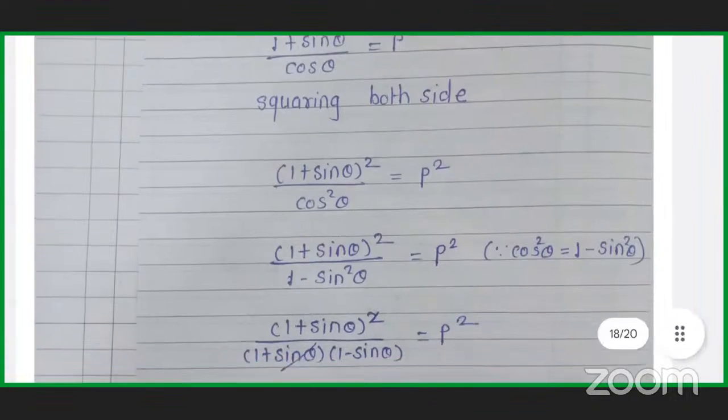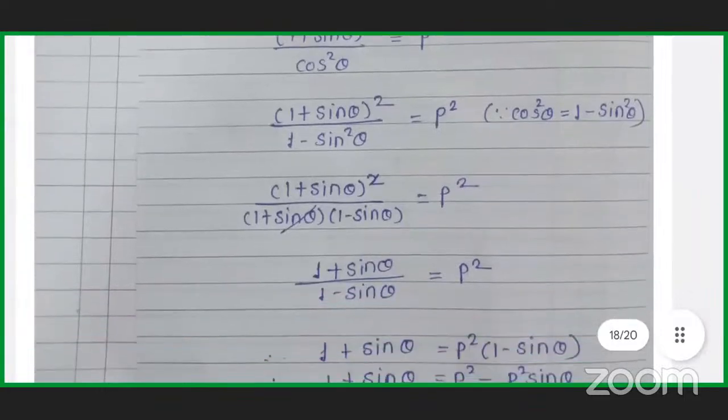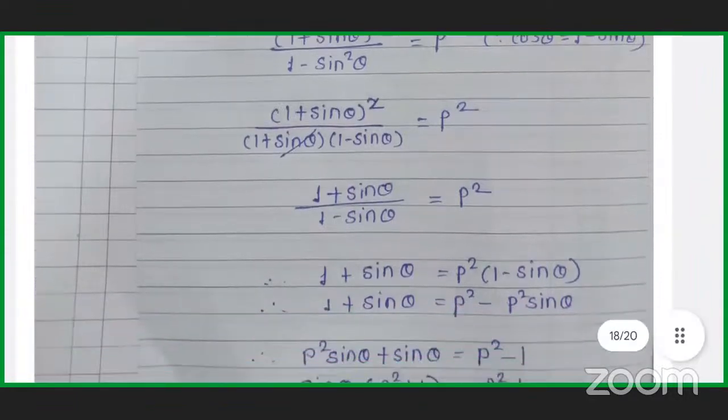So we write (1 plus sin theta) square upon 1 plus sin theta in the first bracket, 1 minus sin theta in the second bracket, is equal to P square. Here the 1 plus sin theta, the same bracket, gets cancelled. So what will we get? We'll get 1 plus sin theta upon 1 minus sin theta is equal to P square. That denominator we shift to the other side by multiplication. So what will we get? 1 plus sin theta is equal to P square in bracket 1 minus sin theta.